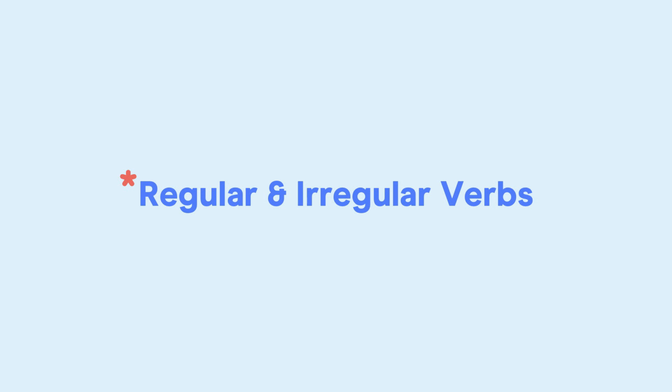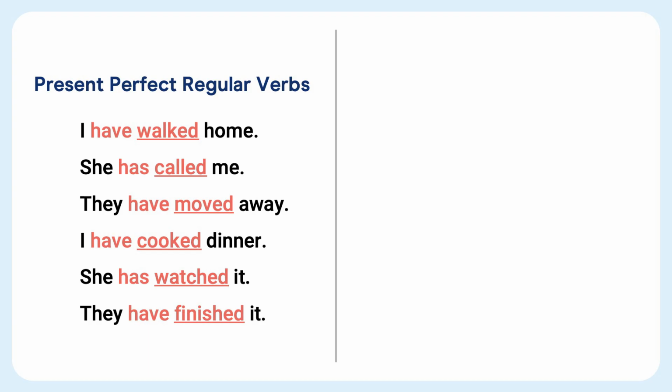Sometimes the verbs are regular, and sometimes they're irregular. Regular verbs have ed at the end, just like in these examples here. I have walked home. She has called me. They have moved away. I have cooked dinner. She has watched it. They have finished it. These are the regular forms with the ed ending.